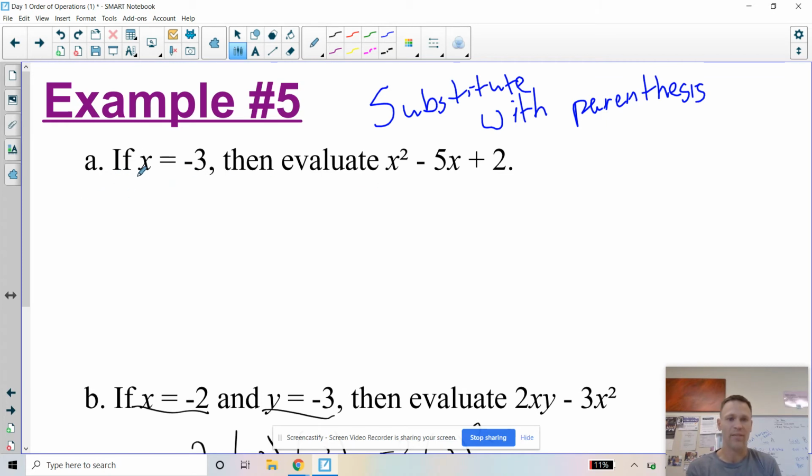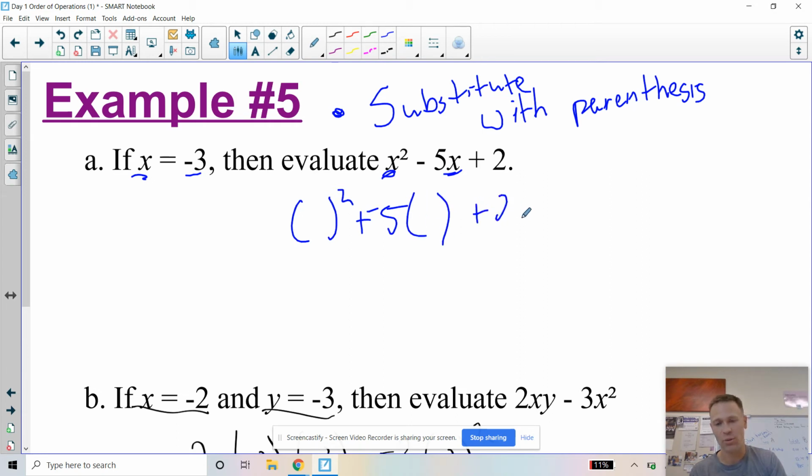So let's look at part A. It says if x is equal to -3, then evaluate x squared minus 5x plus 2. So in this expression, I have two unknowns, x's, and I'm told that x is supposed to be -3. Now, what I'm supposed to do is substitute, and what am I supposed to use? Parentheses, okay? So when I substitute, it's going to be something squared minus 5. I'm going to change that to add the opposite right away, times something plus 2. And those are like those parking spots where now we're going to park that variable value. What is x supposed to be? -3. So that goes there and then there.